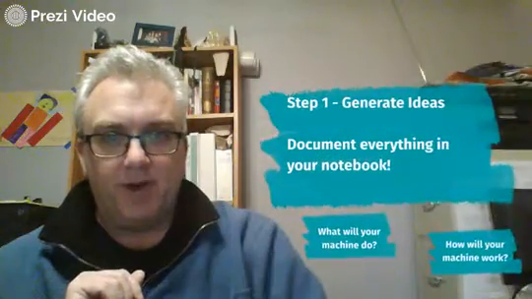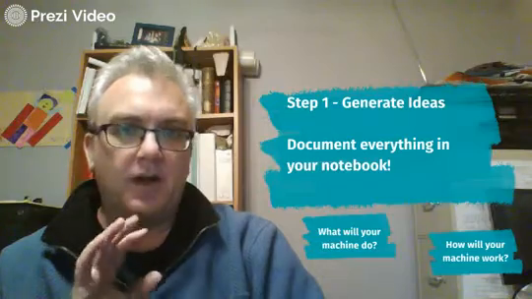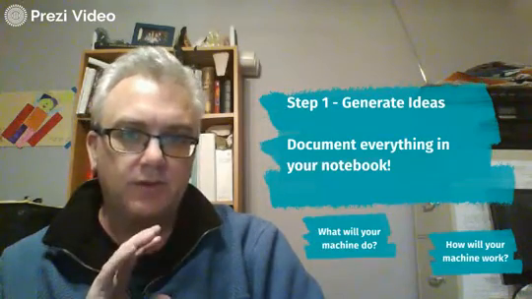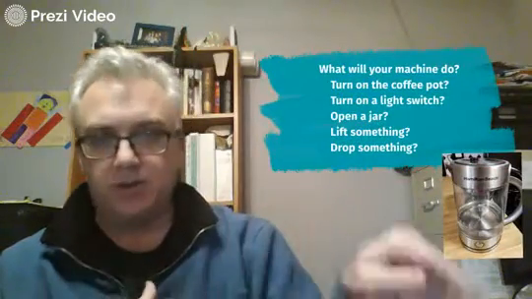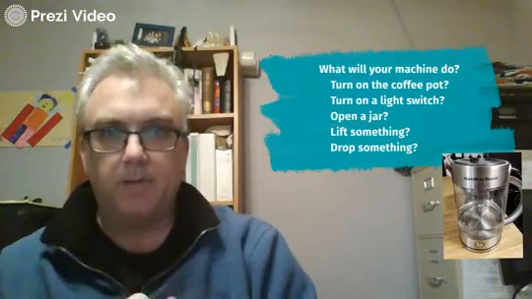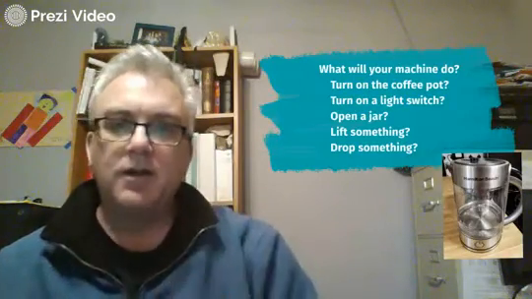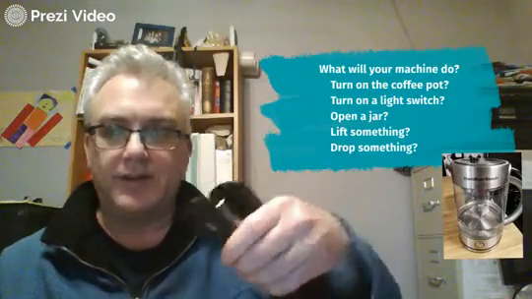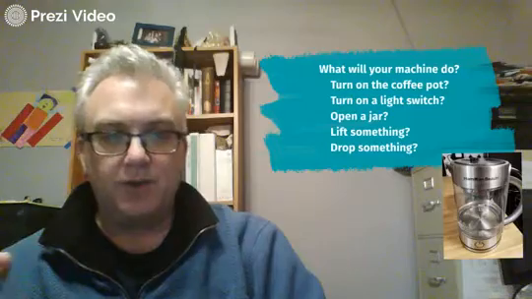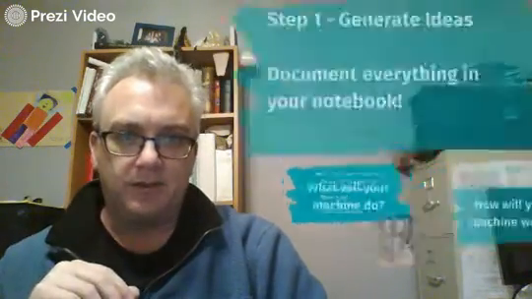So how do you build it? Step one, generate ideas. That's what we've been talking about. Document everything in your notebook. Figure out what kind of things you want your machine to do. What do you want your machine to do? So I decided that mine should turn on my coffee pot. You can turn on the coffee pot, turn on a light switch, maybe open a jar, maybe lift something, maybe drop something, maybe hit the stapler. Whatever it is that you decide you want to do, it should be some very simple task that you can have this complex machine actually do.